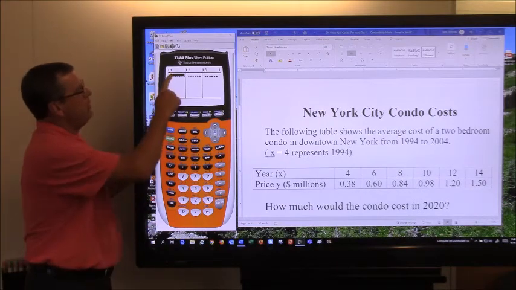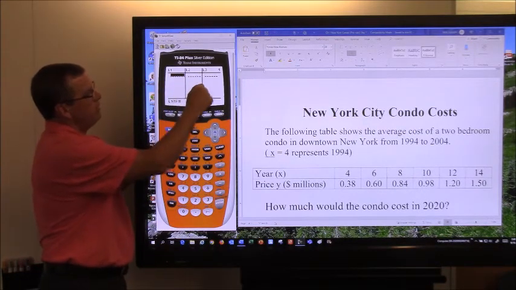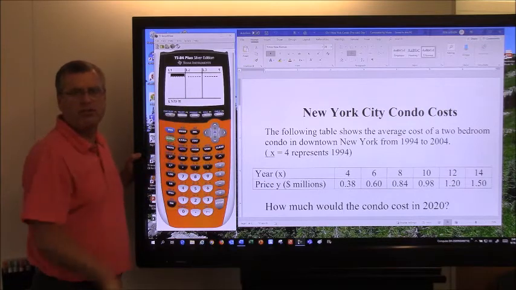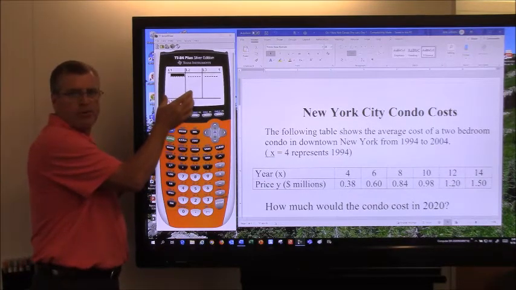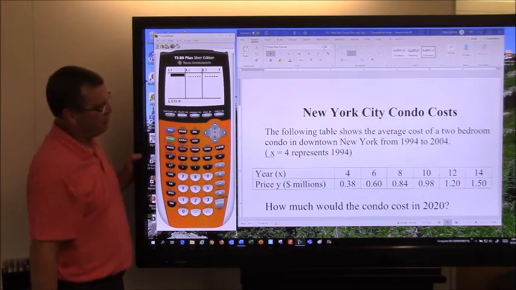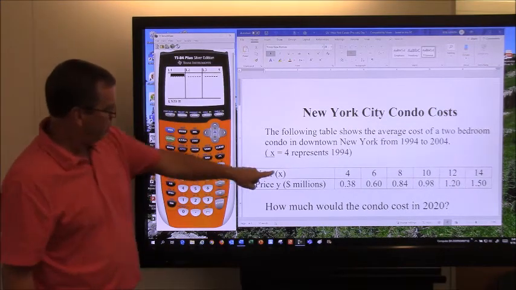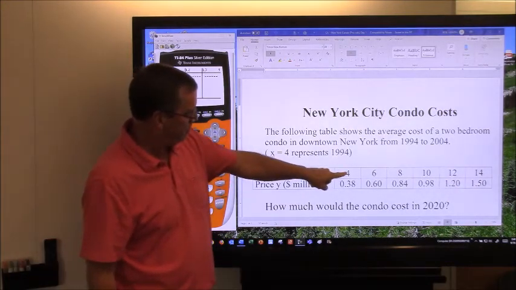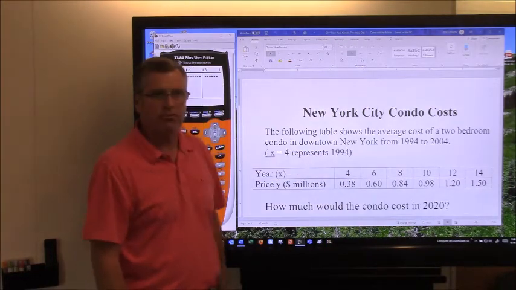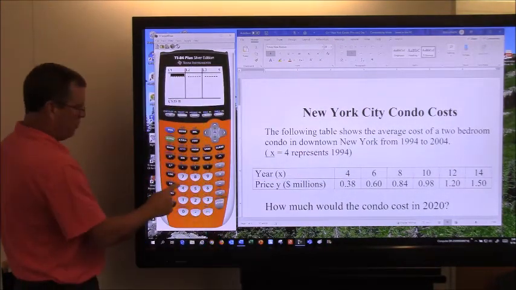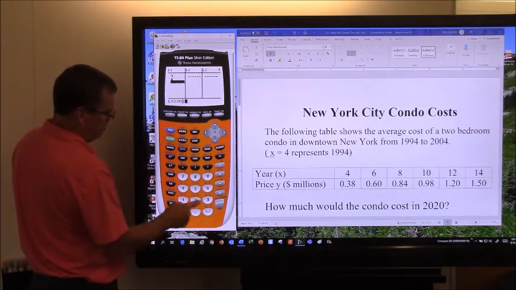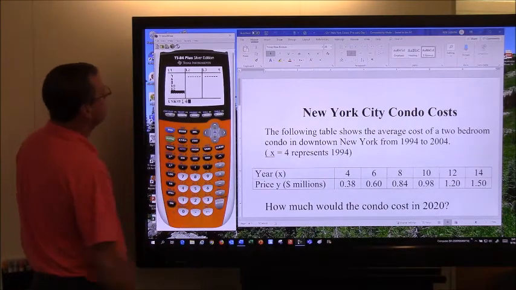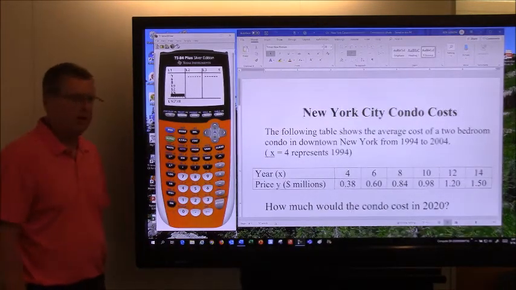And what I should see here is list 1, list 2, list 3. If I arrow out, I think it goes up to list 6. This is kind of like your XY table. This is where I want to put my information in. My x values start at 4, counting by 2s up to 14. So I'm going to go 4, enter, 6, enter, 8, enter, 10, enter, 12, and then 14. So there's my x values.